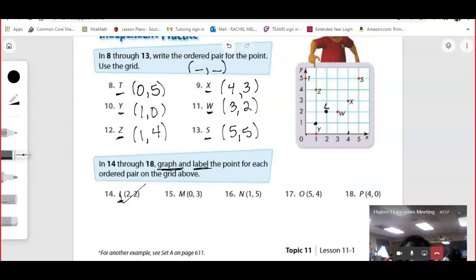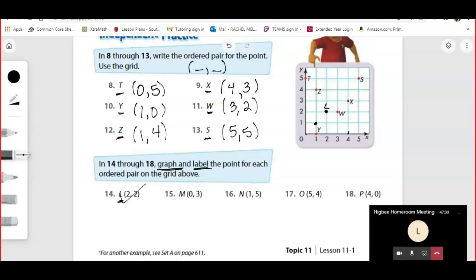Lyric, would you like to tell me how to graph M? How would I graph M? You stay at the origin, and then you move up 3. Okay, so why did I not move to the right at all? Because it says it starts at 0. So you wouldn't move, very good. And what's this label? M. Very good.